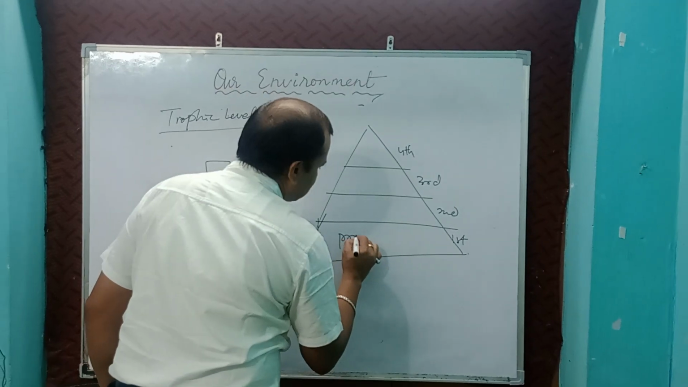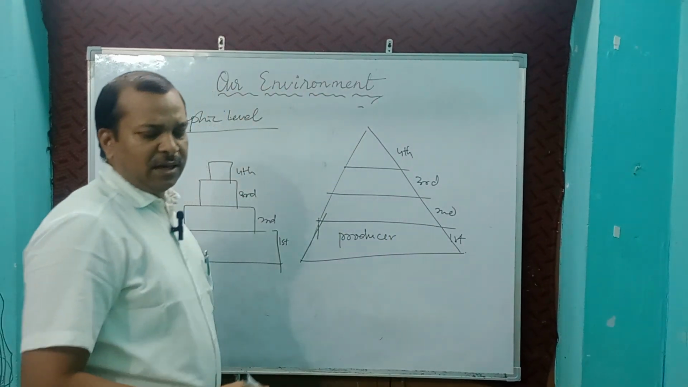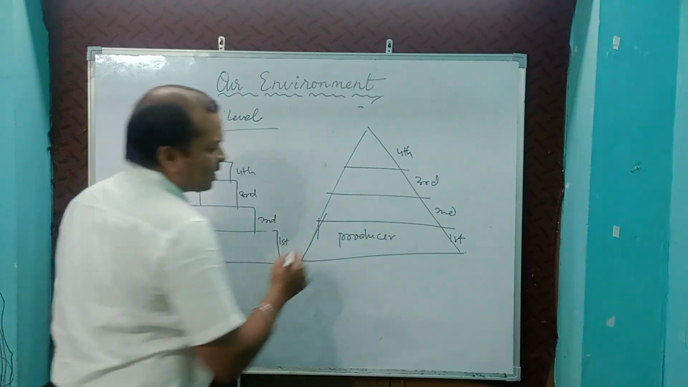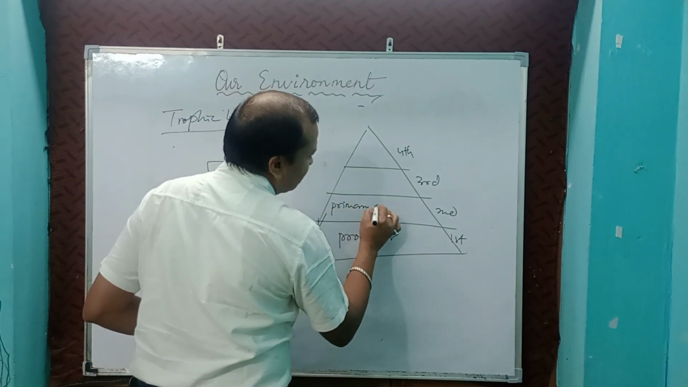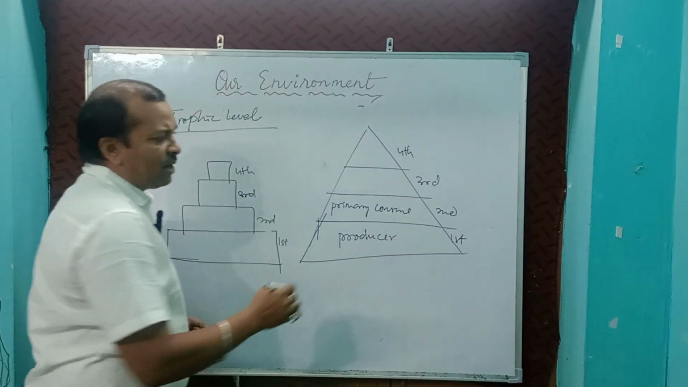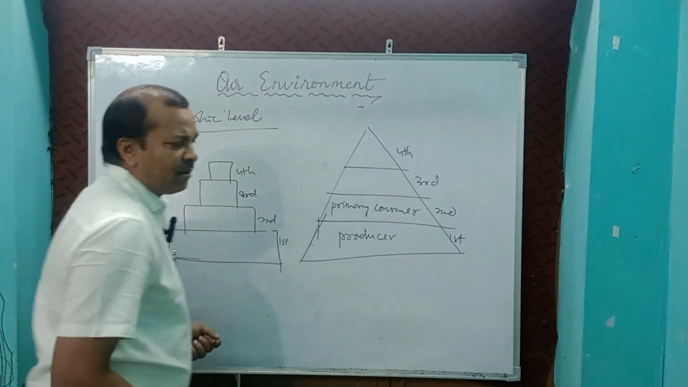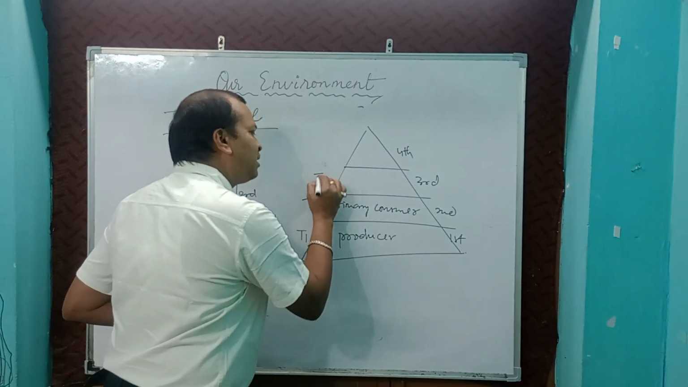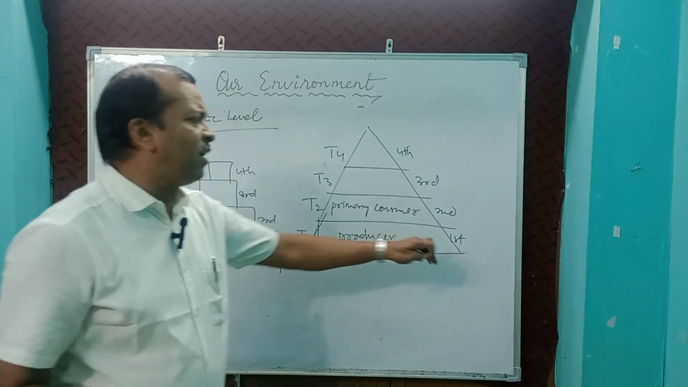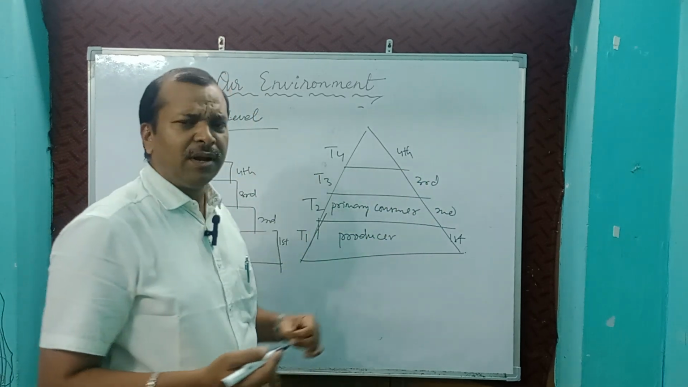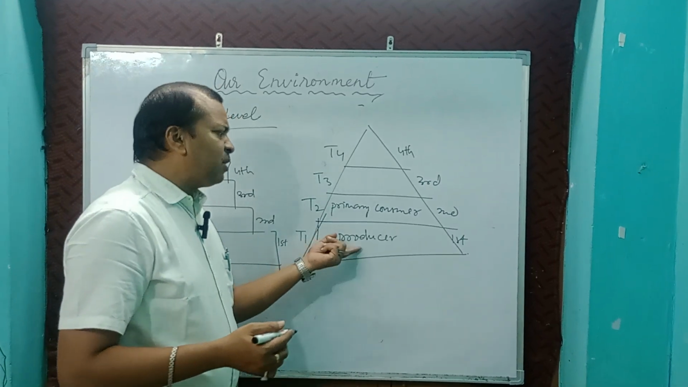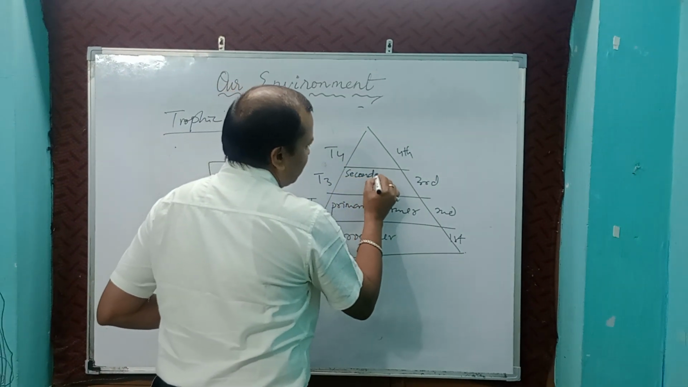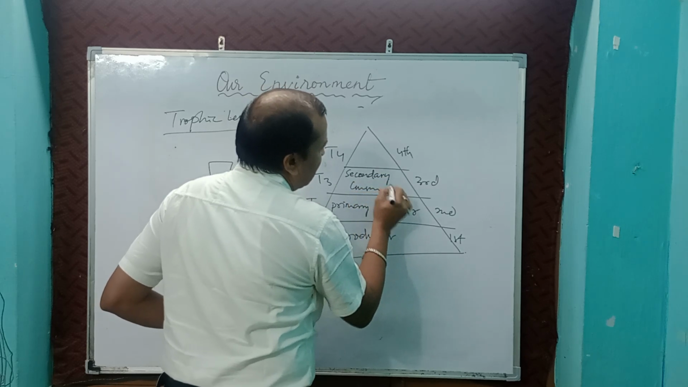Clear? Here producers can be there, green plants. Those who are eating green plants are called primary consumers. Second one, this is second. In the third one, first stage producer, that can be T1, T2, T3 and T4. The format can be different: first, second, third, fourth, T1, T2, T3, T4. Or this can be like producer, primary consumer, secondary consumer and tertiary consumer.